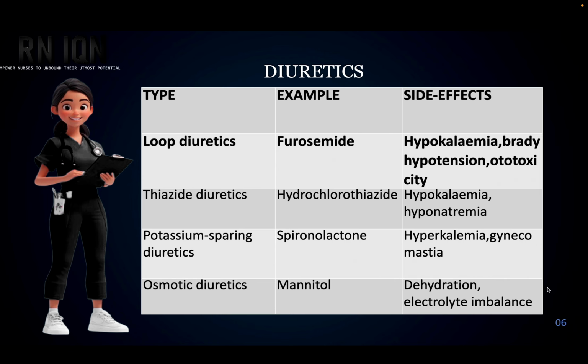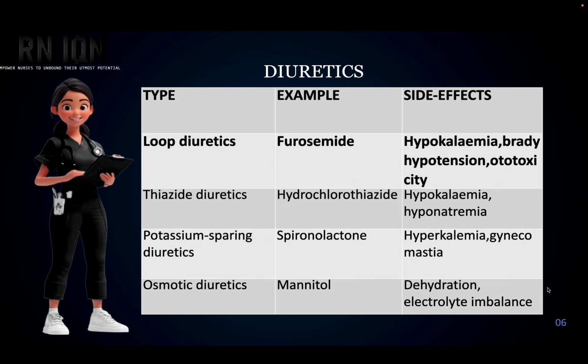Along with, in some patients may come ototoxicity, that is damage to the ear leading to hearing loss. Okay, next is thiazide diuretics, commonly used as hydrochlorothiazide. Here they may lead to hypokalemia and hyponatremia, that is low sodium level. And if you are giving potassium sparing diuretics, commonly used spironolactone, they can cause hyperkalemia, that is high potassium level, and for some, development of breast tissue, especially in men, that is gynecomastia. So these are the major side effects.